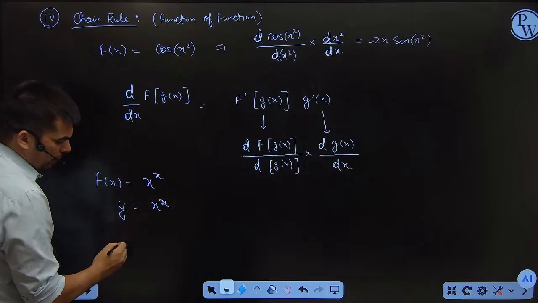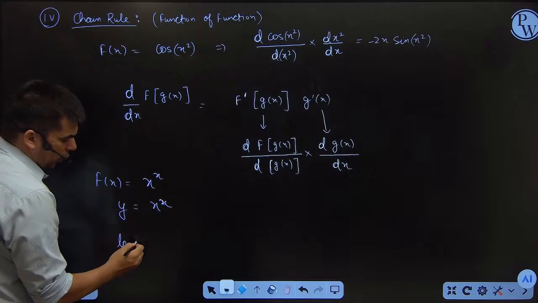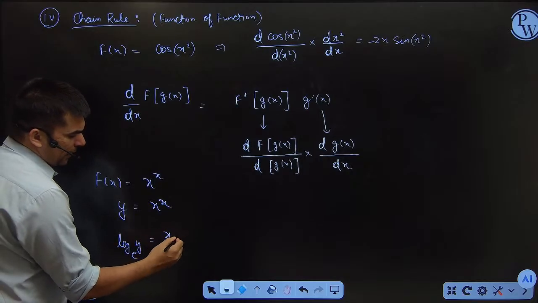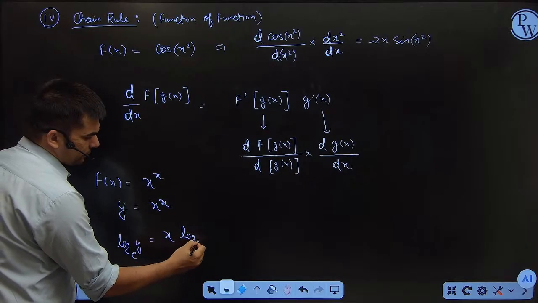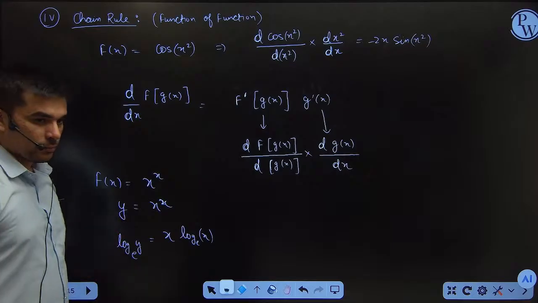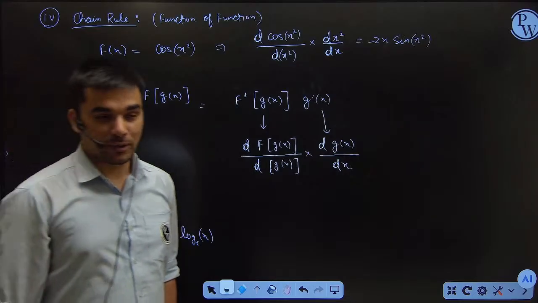If I take log both sides, what do I get here? log y is equal to, again, log with base e I am taking. This is going to be x log of x. Okay. The property of log is not known to you.